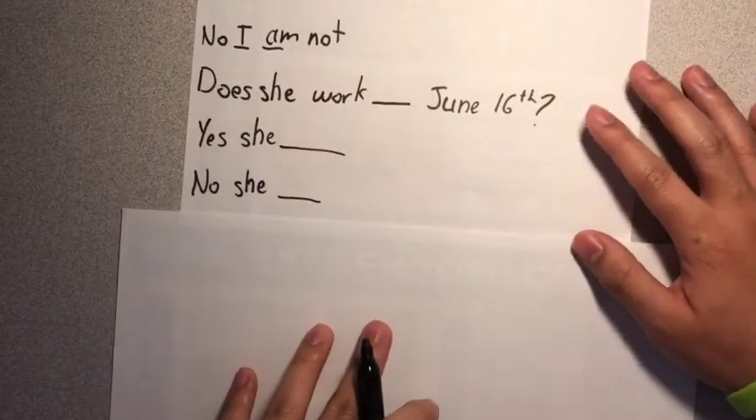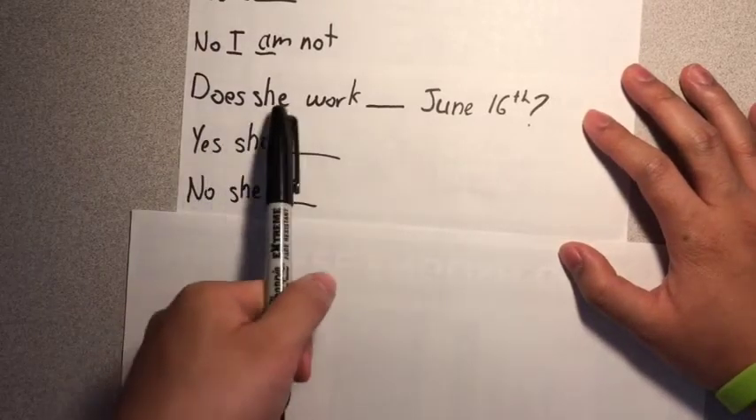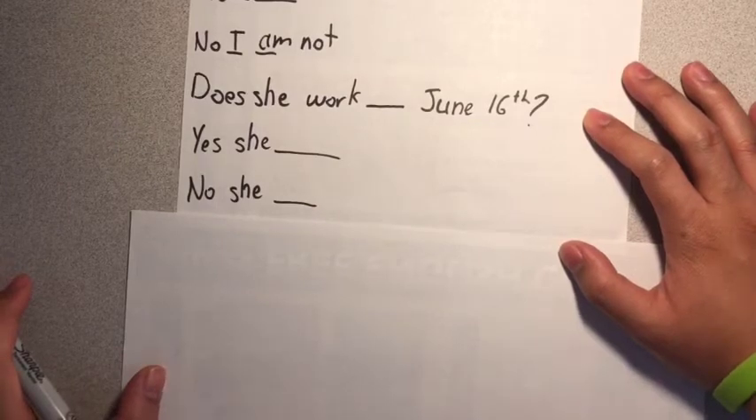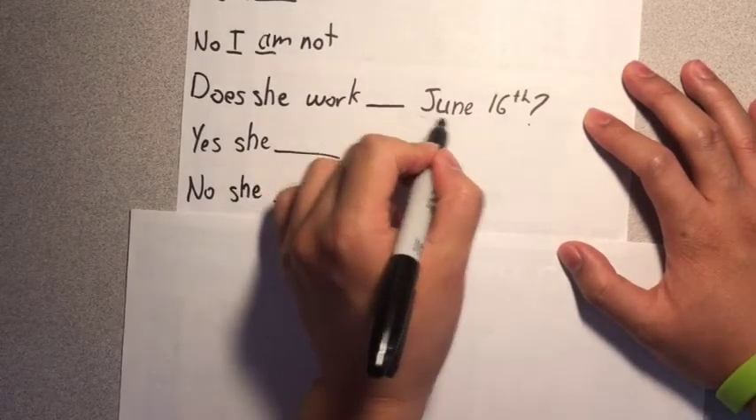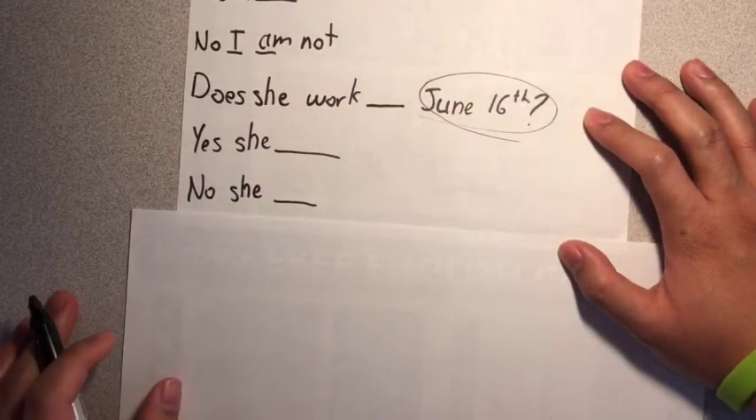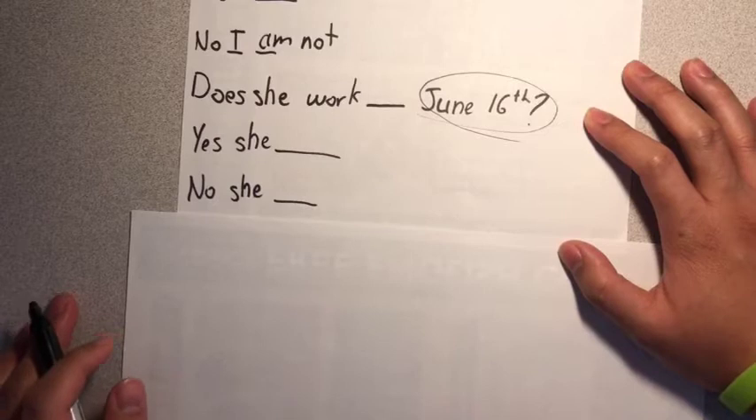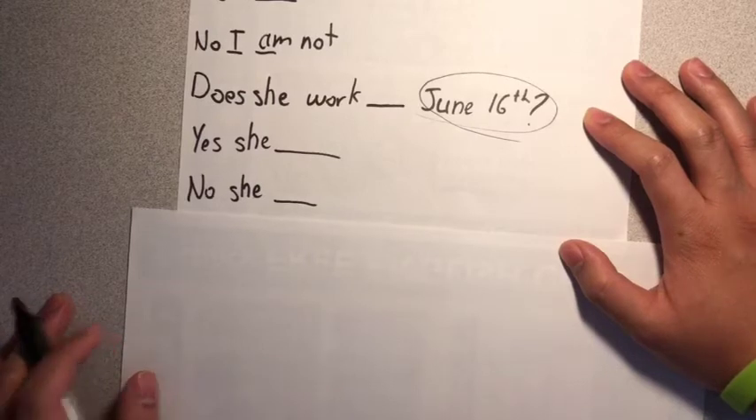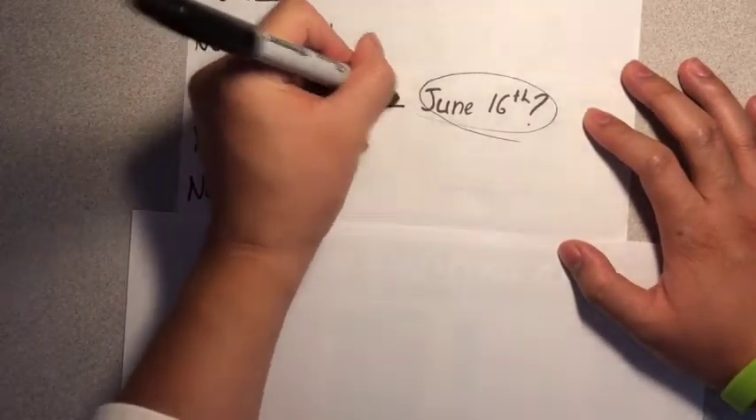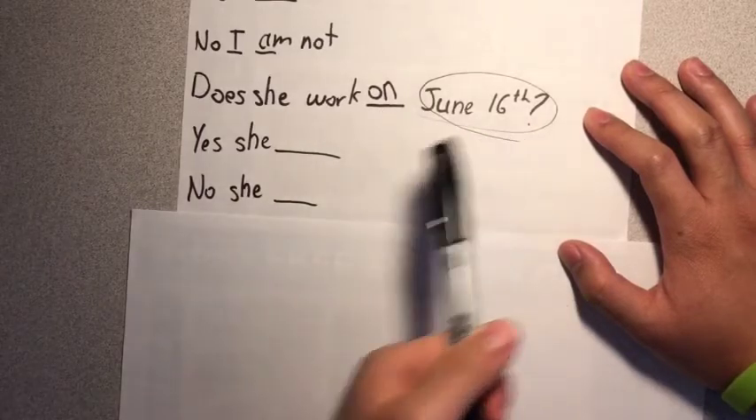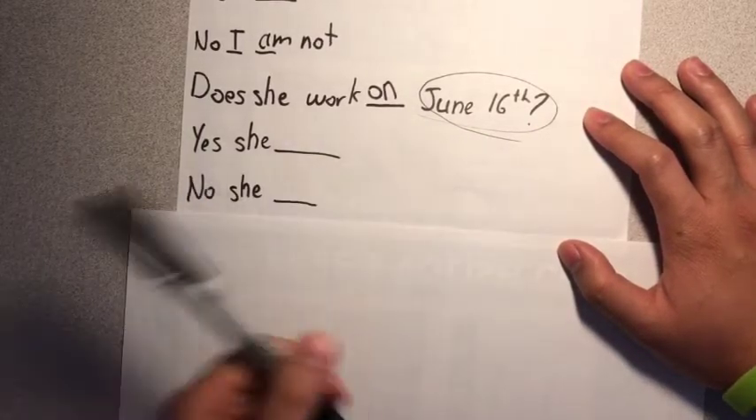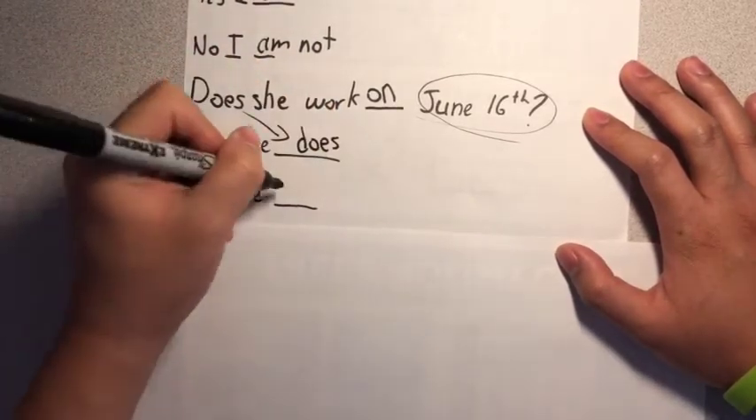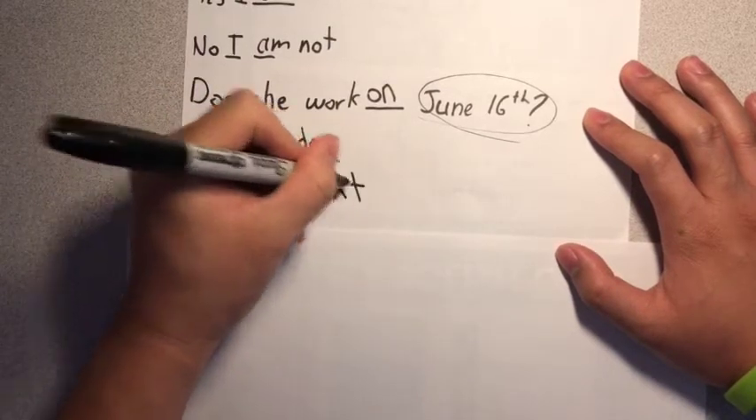And the last question, does she work blank June 16th? June 16th is a date. It is a day. So do we use at, in, or on? We use on. Does she work on June 16th? Yes, she does. No, she doesn't.